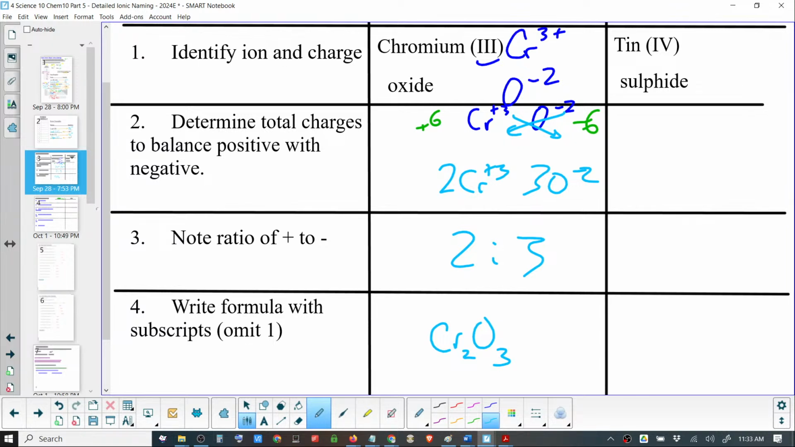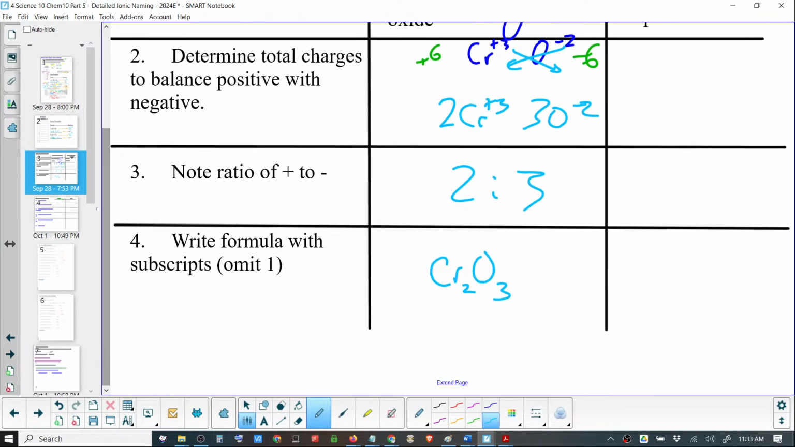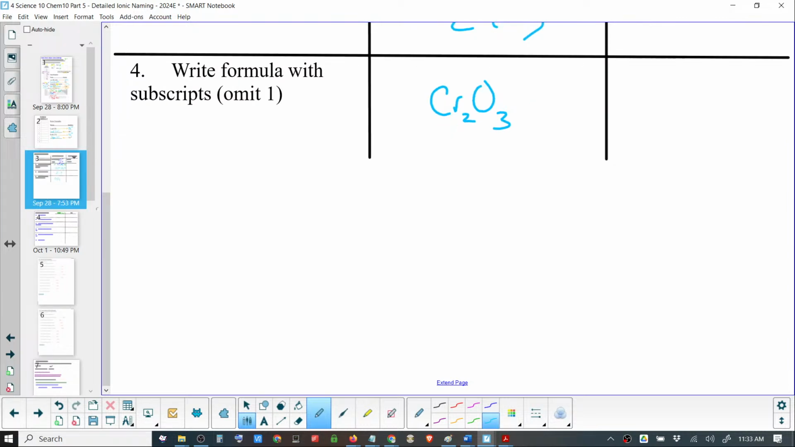Here's where it doesn't work. So I'm going to show it to you backwards. If I have calcium plus 2 and oxygen minus 2, what is the formula via crisscross applesauce? Maury.